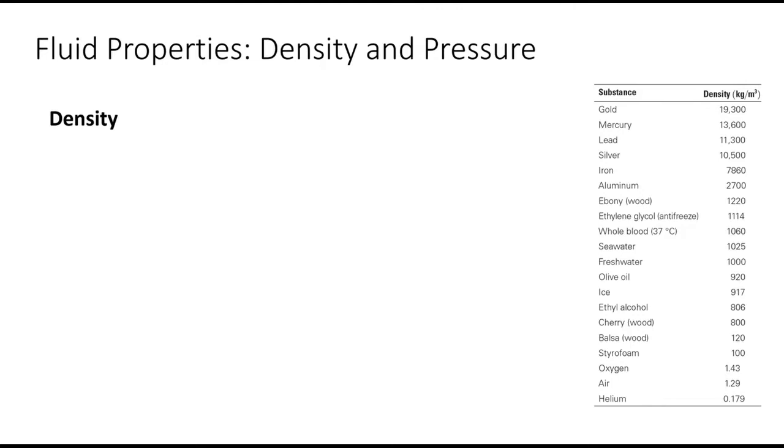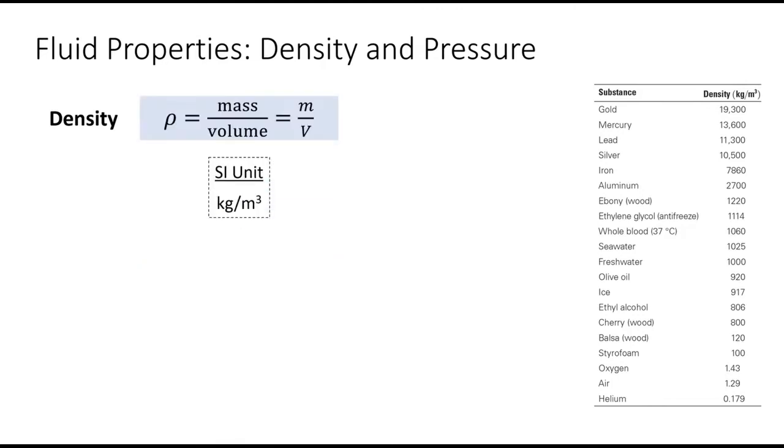When we talk about density, density is really just mass per unit volume. We use the symbol rho, so it looks like a script P kind of, it's a Greek letter. And so rho is equal to mass over volume, or m over V.